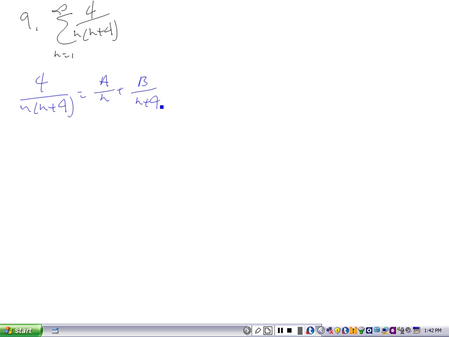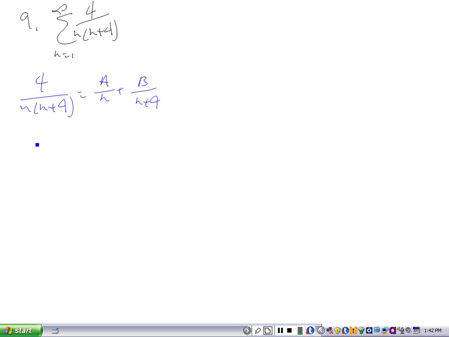Number 9, find the sum of the convergent series. We have the summation as n goes from 1 to infinity of 4 over n times n plus 4. We've got to use partial fractions to break this down. So we have 4 over n times n plus 4. This is equal to a over n plus b over n plus 4.